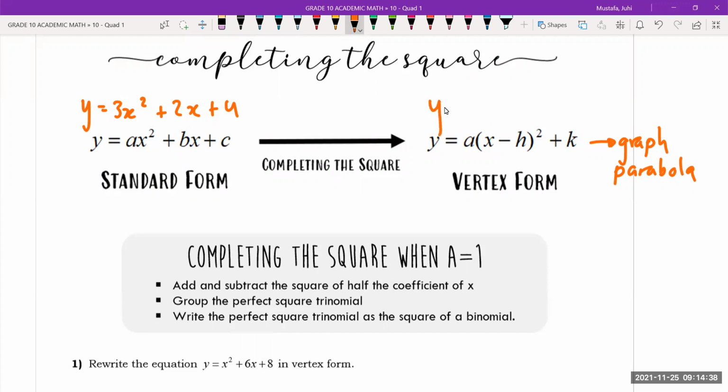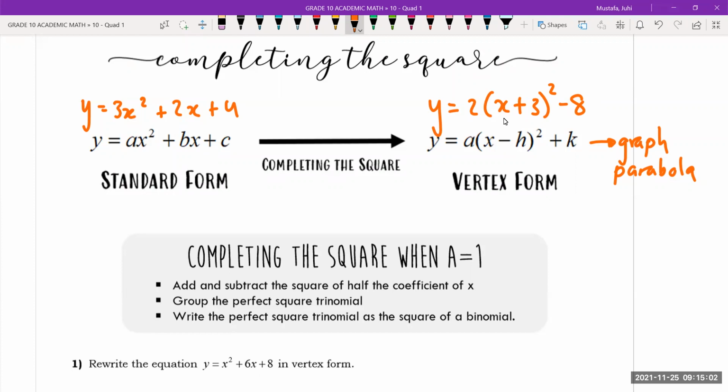However, if something was in this form, 2(x plus 3) squared minus 8, could we graph a parabola from this form? Yeah, we know that this parabola has a horizontal translation, 3 units to the left, a vertical translation, 8 units down, a vertical stretch, and we don't even need to make a table of values or anything. We can just use our step pattern and really quickly graph this parabola.